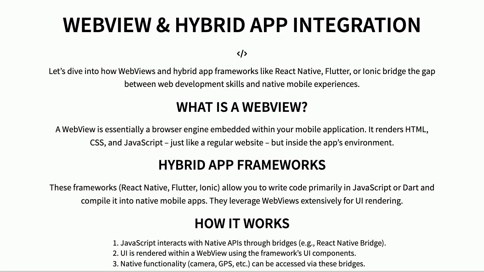Okay, so let's talk about how we bring web development into mobile apps. A web view is like a tiny browser tucked right inside your app. It lets you display HTML, CSS, and JavaScript just like you would on any website. Now, hybrid app frameworks like React Native or Flutter use web views as a core part of their approach. Instead of writing entirely native code, you write in languages like JavaScript or Dart, and the framework compiles it into an actual mobile app. It's really clever because the UI is mostly built using web view components, which makes things much easier if you already know web development.